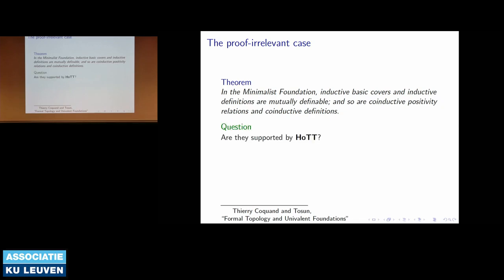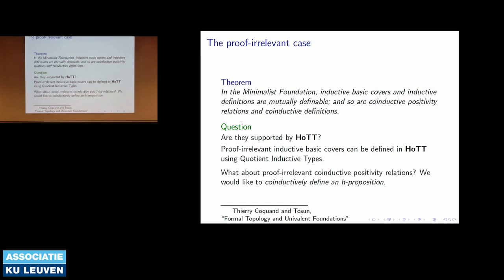Are proof-irrelevant methods of formal topology supported by HoTT? Well, for the inductive case, luckily, yes. This was already observed by Cocquand and Tosun, in a work in which they formalize a bit of formal topology in a univalent foundation. So the idea here is to use quotient inductive types. You want to define inductively a type constructor, but simultaneously you want it to be an h-proposition. Okay.